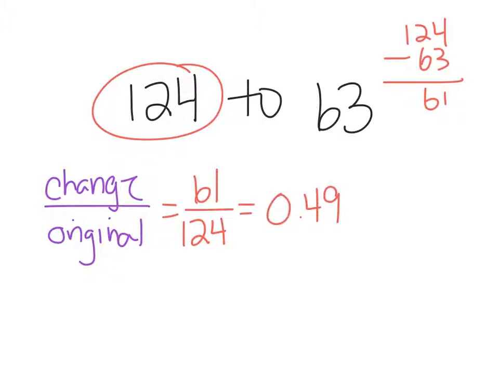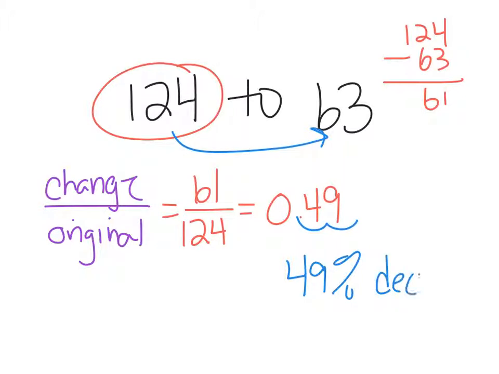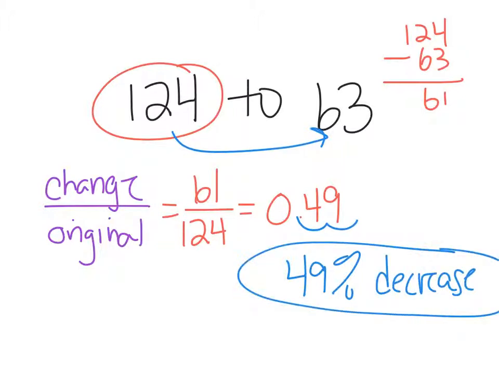0.49. And now when I change this to a percentage, I move this 2 places this way. So the answer is 49%. And to go from 124 to 63, it's a decrease. So this is a 49% decrease.